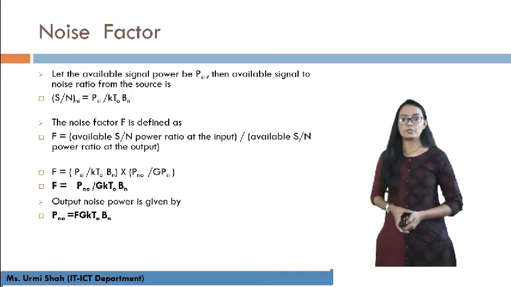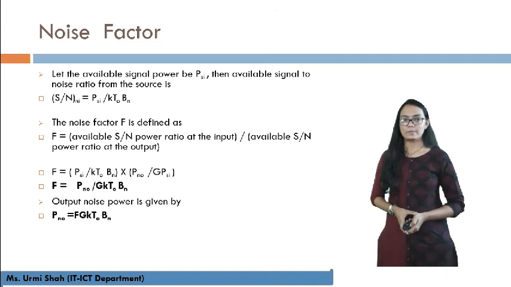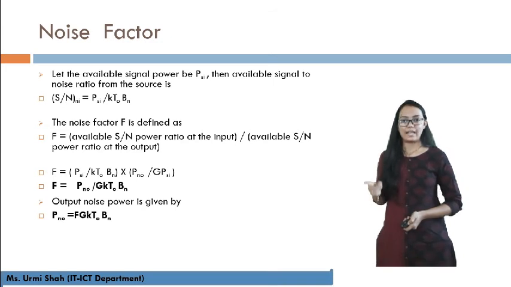Again, if the output noise power has value PNO, and you want to calculate the output noise power from the noise factor, the formulation is revised as PNO is equal to F into G into K into T0 into Bn. F is your noise factor, G is your power gain, overall power gain, T is your temperature, K is your Boltzmann constant, and Bn is your noise bandwidth.